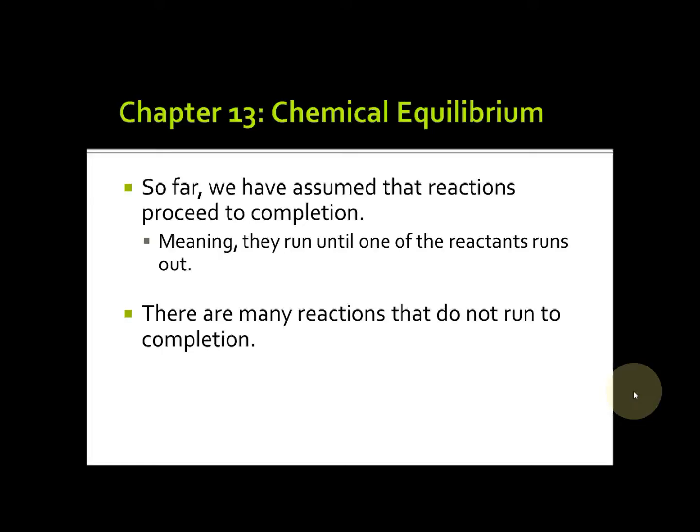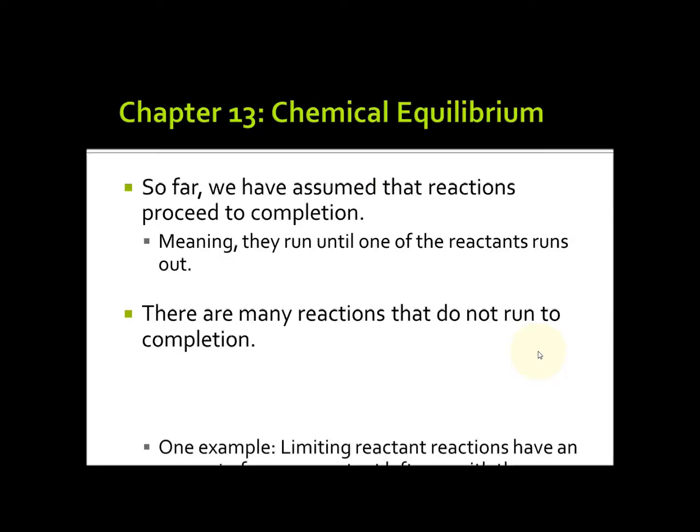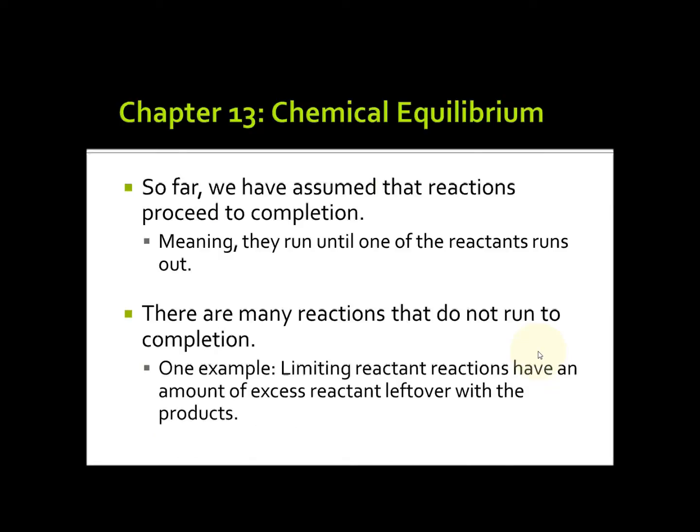We mentioned what equilibrium is before, but we haven't really talked that much about it. So far we've assumed that our reactions go to completion, meaning they run until one of the reactants runs out. But not all reactions go to completion. One example is limiting reactant reactions, which means that we have an amount of the excess reactant left over with the products, and we can do calculations with that, but we know that we have something left over.